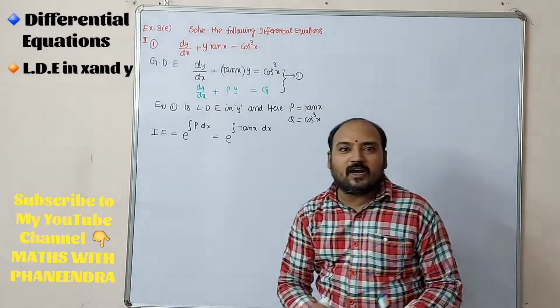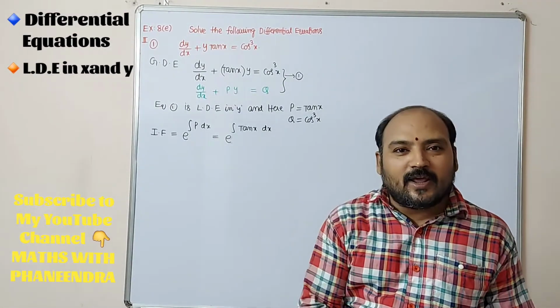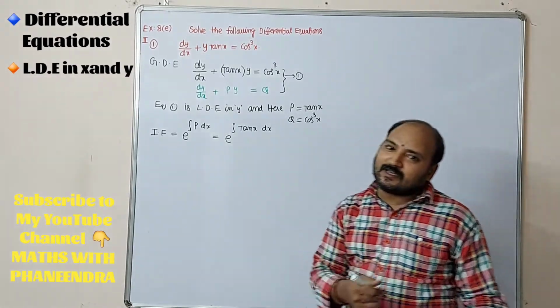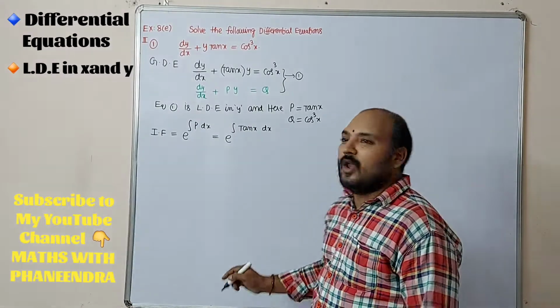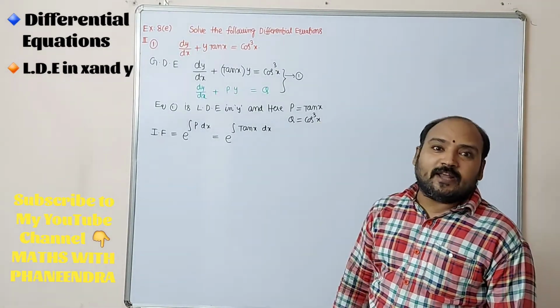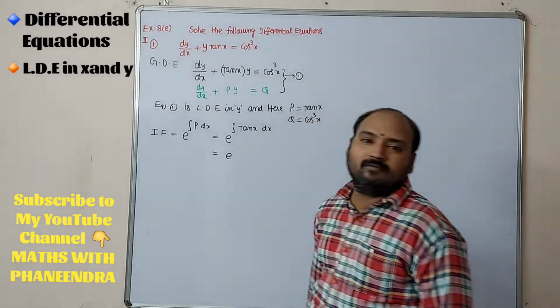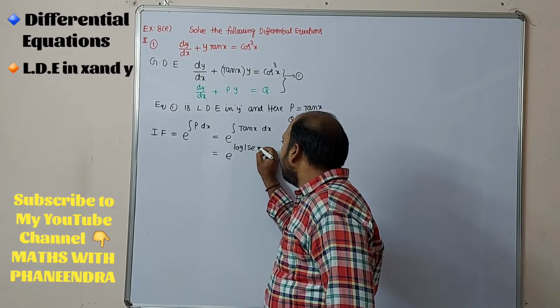What is integral tan x? The derivative of tan x is secant square x. But integral of tan square x is secant tan x. Integral secant square x. But here integral tan x is there. Log mod secant x, which is equal to e power log mod secant x.